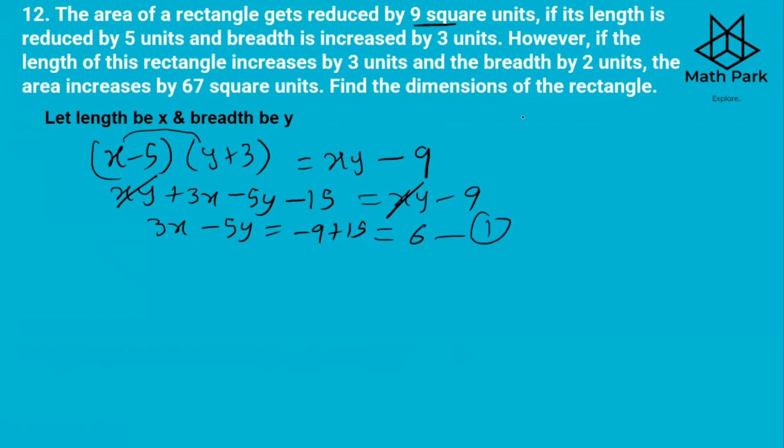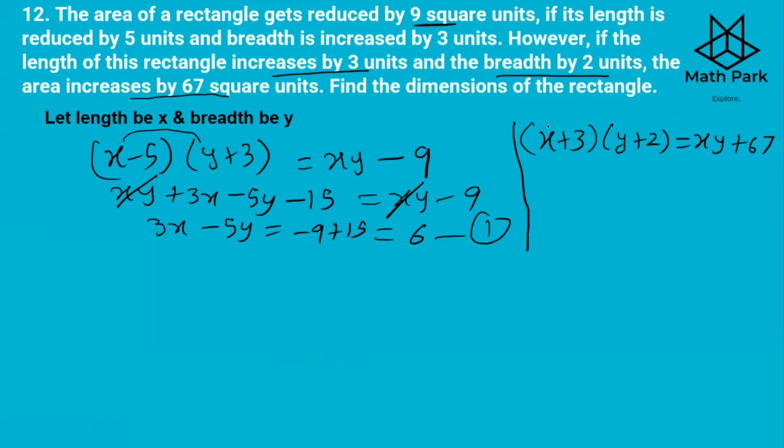The second case, let us read this carefully. In the second case, if the length of this rectangle increases by 3, that means length becomes x plus 3. Length of the rectangle increases by 3 units and the breadth by 2 units. Both are increasing. So breadth is increasing by 2 units. So length is x plus 3, breadth is y plus 2. Then the area increases by 67 square meters. So area was xy and it becomes plus 67. So let us solve this equation again.